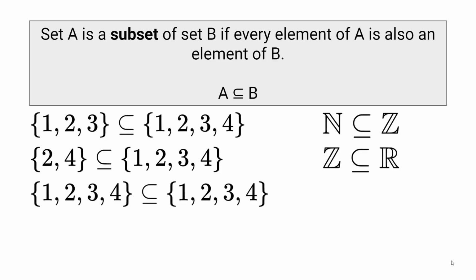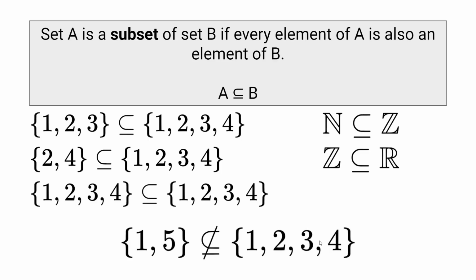On the other hand, the set {1, 5} is not a subset of {1, 2, 3, 4} because not every element in {1, 5} is an element of {1, 2, 3, 4}. We can see that 5, although it's an element of {1, 5}, is not an element of {1, 2, 3, 4}. Now you try it.